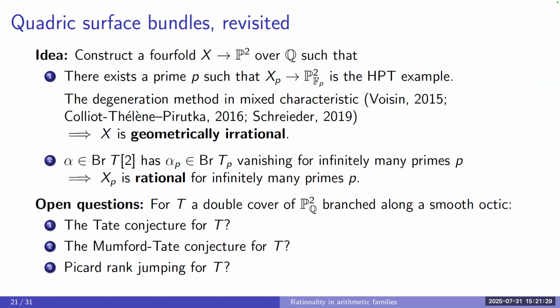Okay, so those are the two first attempts at constructing such a family, and they both fail in different ways, right? In one case, we don't yet have the proof of irrationality, and in the other case, we can't actually prove rationality mod P.